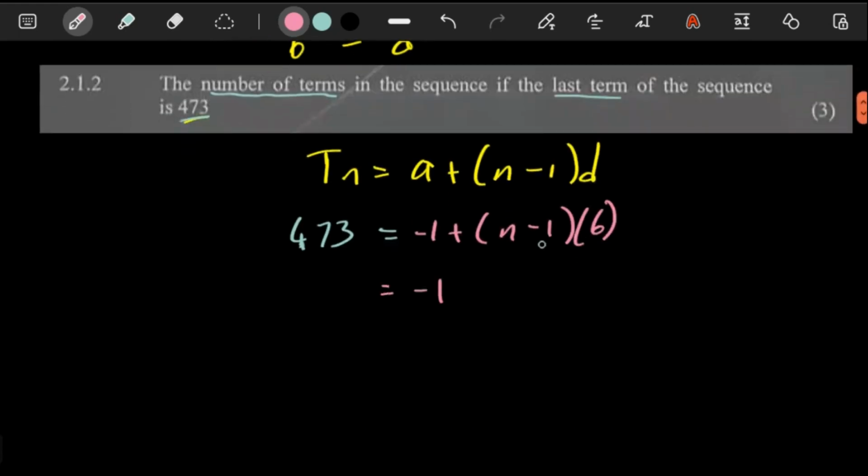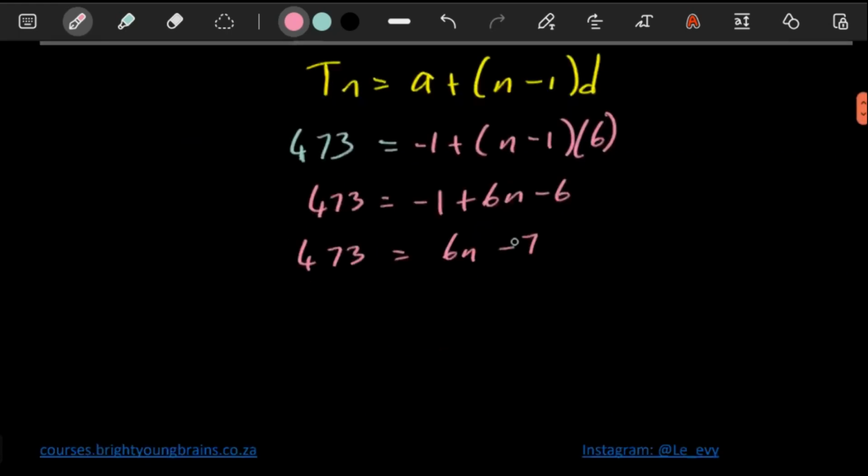So this is like -1, 6 times n is 6n, 6 times -1 is -1, and then we have 6n minus 7. So this is 473, and then the 7 can go to the other side. So it's 480. This is equal to 6n. And then divide both sides by 6.